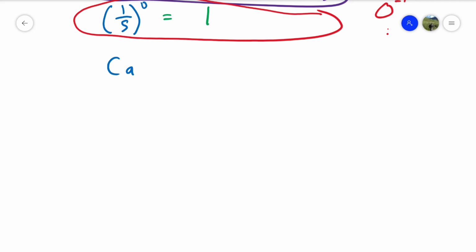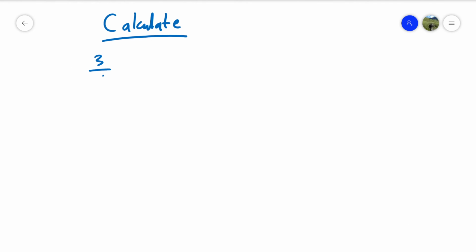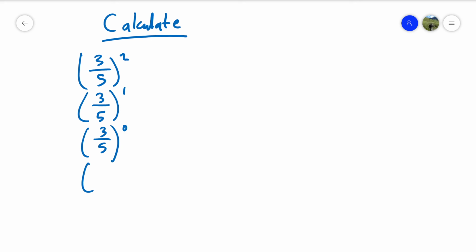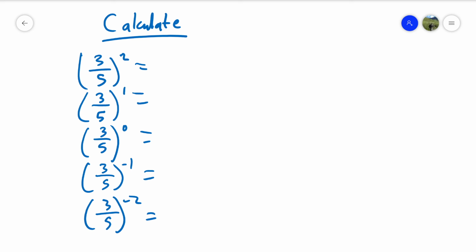Got another calculate question here. That was supposed to be a 2 up there, by the way. Have a go in your own time, then I'm going to write the answers out. I'm going to start in the middle, that's obviously 1. If you do something to the power 1, it stays the same. If you do something to the power -1, you can ignore the 1 because nothing changes, and the minus flips it upside down, so that's 5/3.